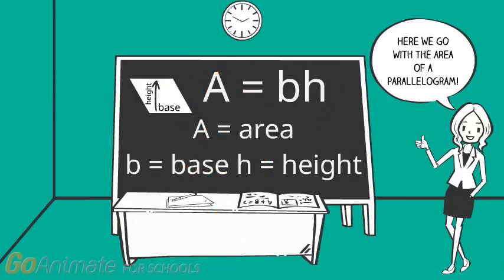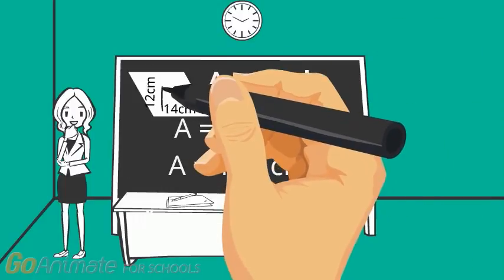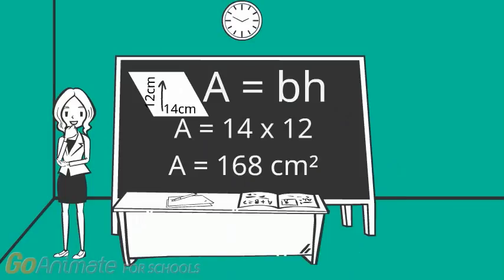Now we move on to the area of a parallelogram. Squares, rectangles, diamonds, and rhombuses are all examples of parallelograms. To be a parallelogram, a shape must have two sets of parallel lines that are equal in length. The formula for area is A equals BH, where A is area, B is base, and H is height. On the board, you see a parallelogram with a base that is 14 centimeters and a height that's 12 centimeters. Since A equals BH, we will find the area when we multiply the base of 14 by the height of 12. Our answer will be 168 centimeters squared.